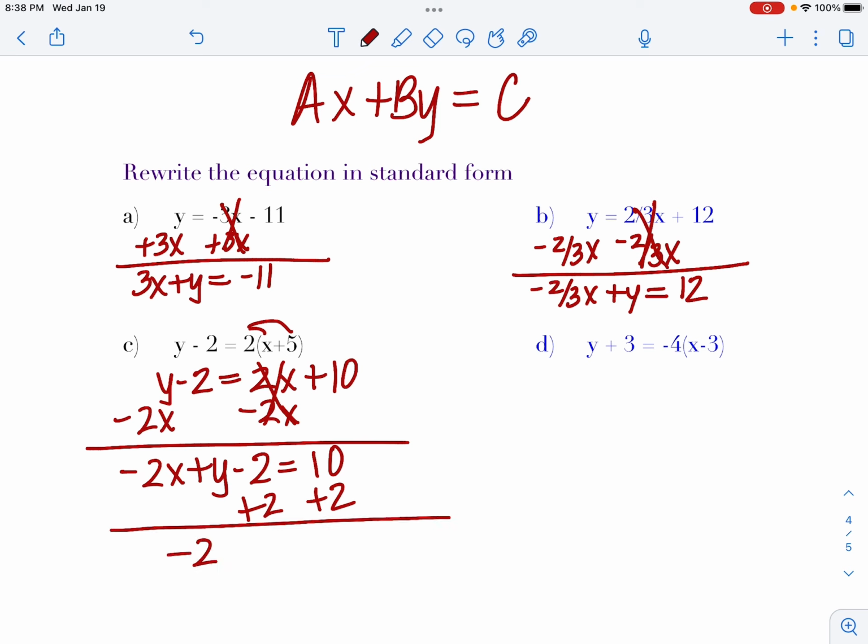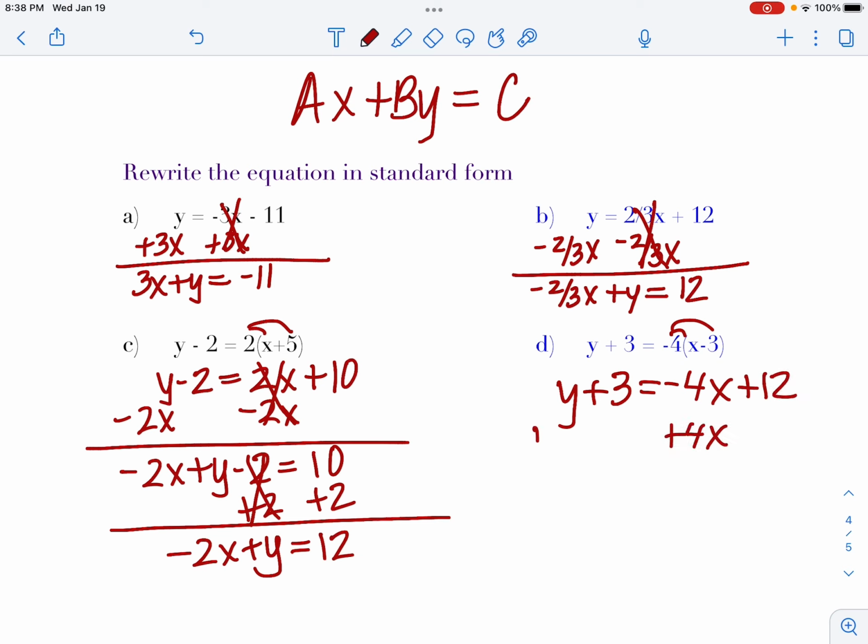After I do that, I will then have my x and my y term on the left side of my equal sign and my number on the right. I'm going to follow this same process to get this last equation in standard form. So first distributing the -4 to the parentheses, then using inverse operations so that my x and y terms are on the left side of my equal sign and my numbers are on the right-hand side of my equal sign.